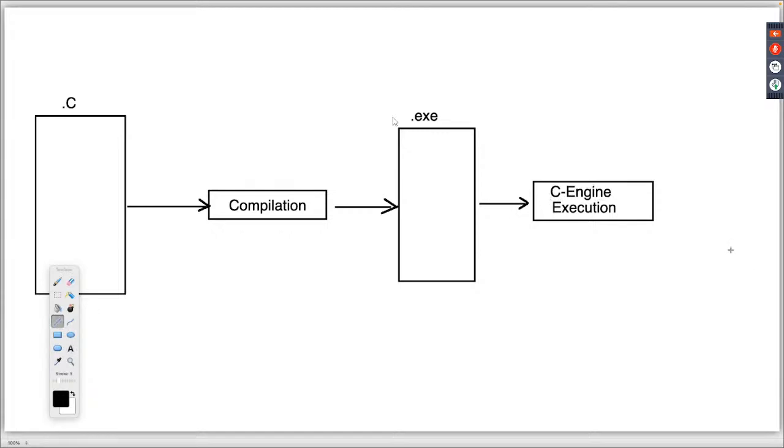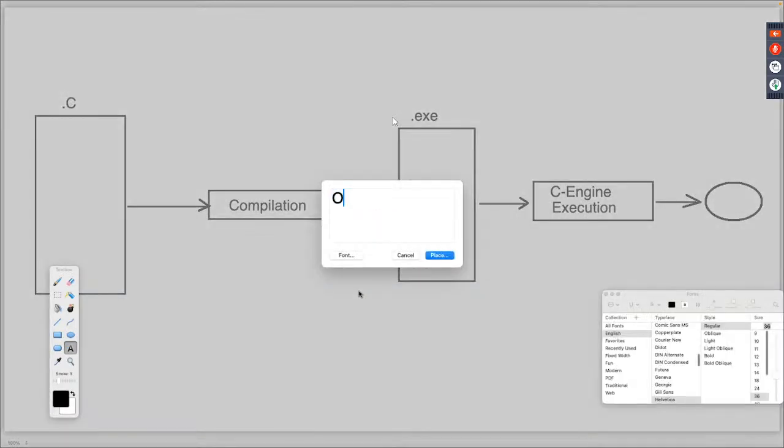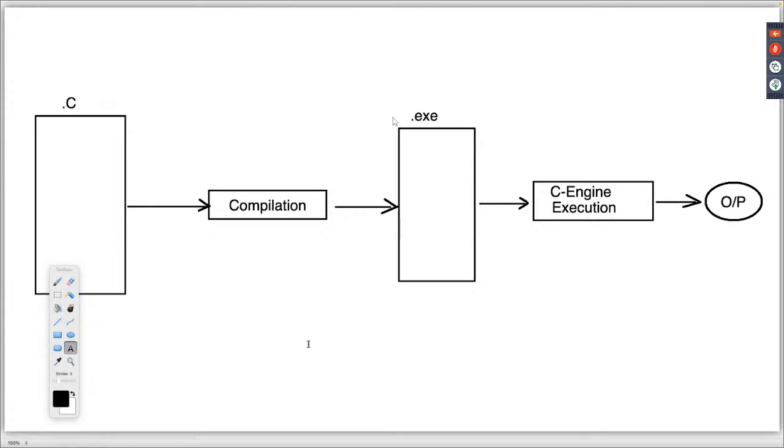When we execute this C program, we are able to get some outputs. Whatever results we are expecting, the same results we get. Now output values are available. This is the flow: C program, compilation, .exe file, execution, then we get outputs.